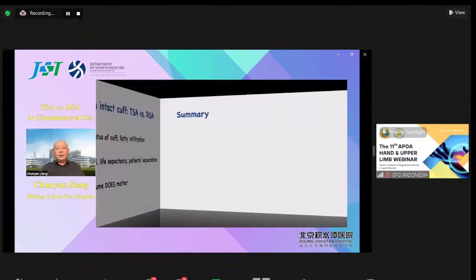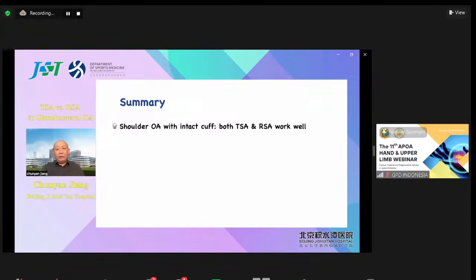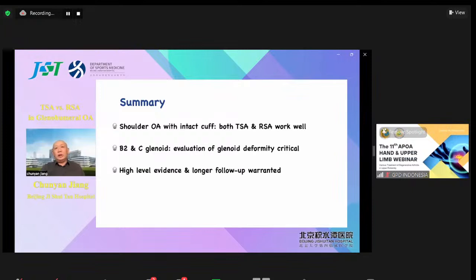So in summary, I think both total shoulder arthroplasty and reverse shoulder arthroplasty, in their modern designs, work well in treating shoulder OA with intact cuff. And when we're facing a B2 and C glenoid, the evaluation of glenoid deformity is very critical. We should do a very thorough evaluation and preoperative planning for these kinds of patients before we do surgery.